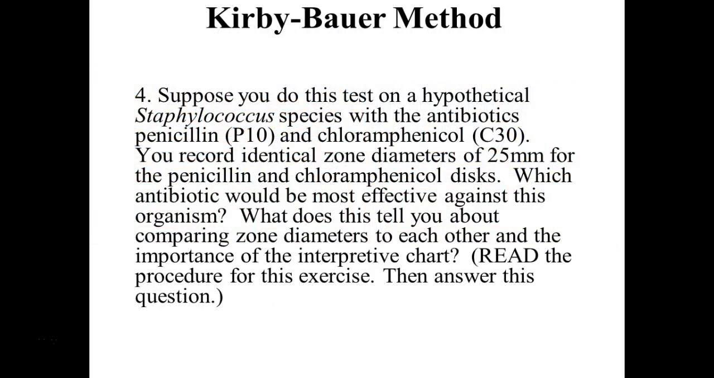So this is the one I was thinking of. We have a staph species, and they tested these two antibiotics, penicillin and chloramphenicol. When they measured the zones, they came out the exact same diameter. But it doesn't really matter how one compares to the other, right? Because how do we read this test?